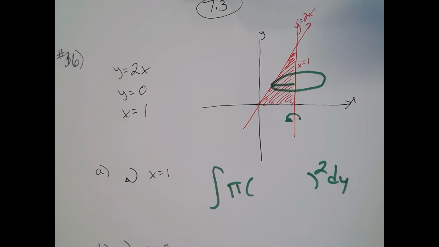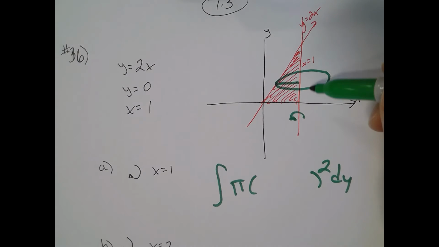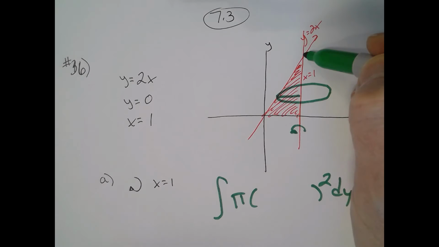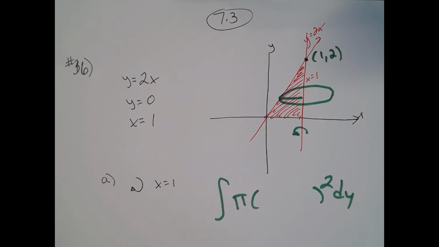So now we just have to figure out what the radius is. And since it's dy, we're going from here to here. So this ordered pair is 1, 2, if you plug 1 into y equals 2x, you get 2. So we're integrating from 0 to 2.